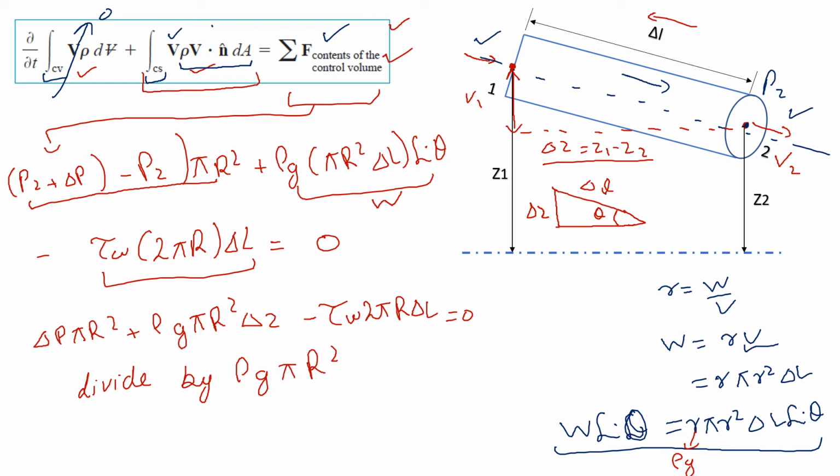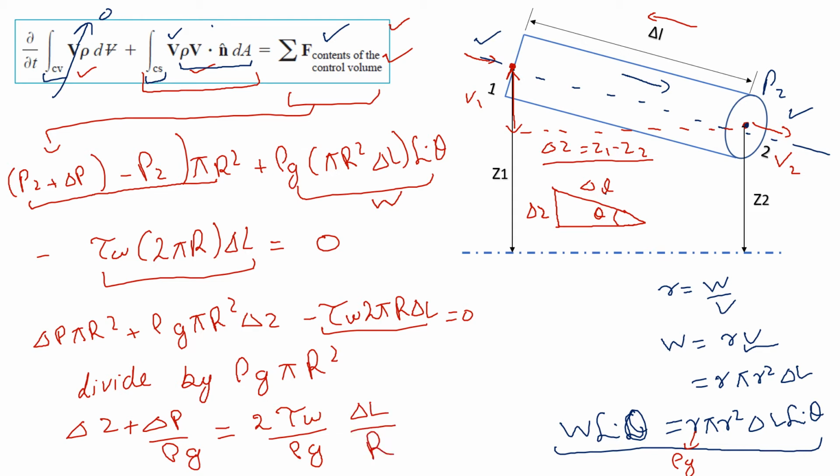By dividing this by rho g pi r square, we will get delta z plus delta p over rho g, and taking the other term to the right hand side, we will get 2 tau w over rho g times delta L over r. This is delta p over rho g.